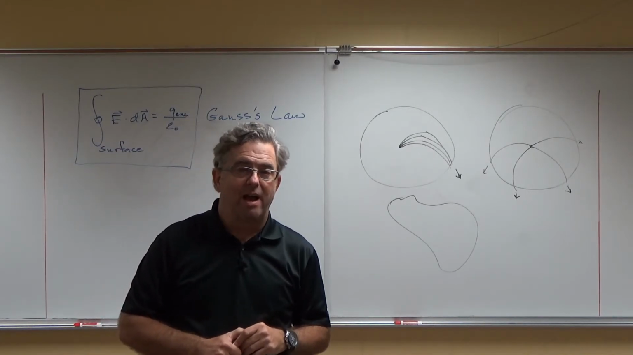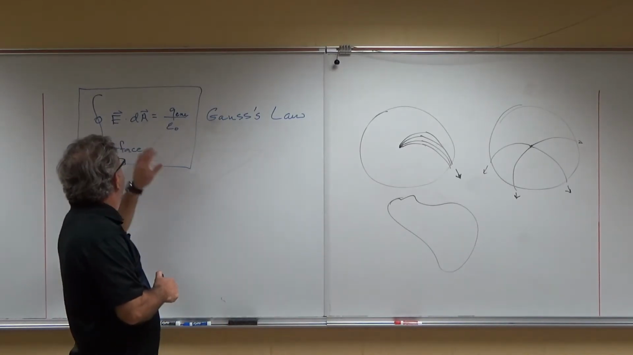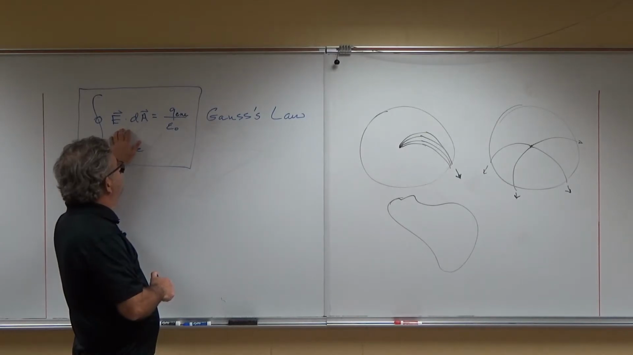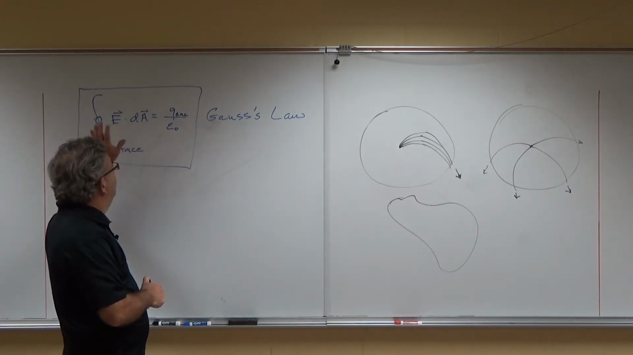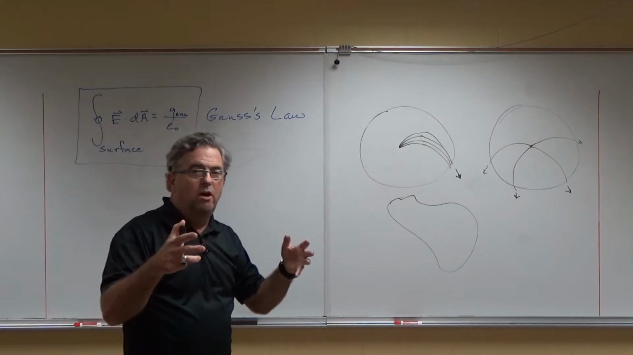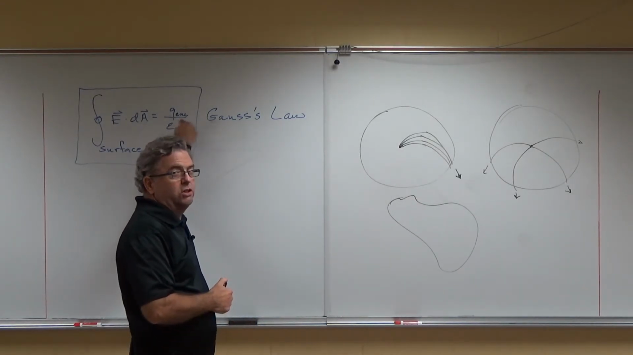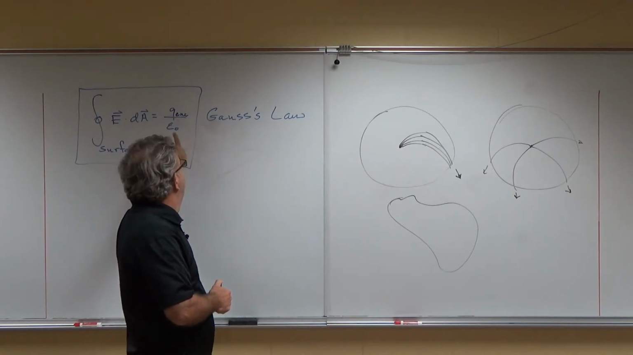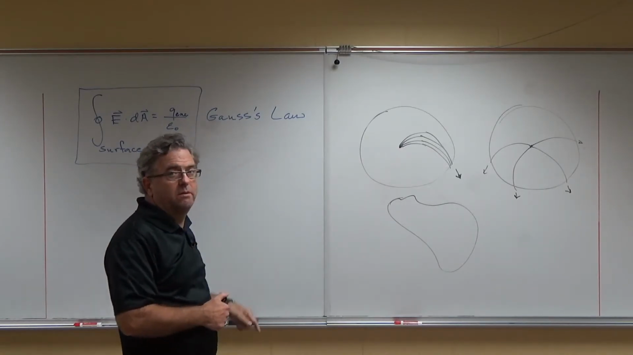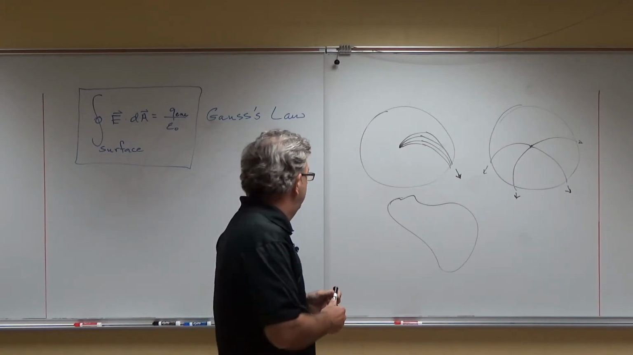That's the idea of Gauss's law. You have a nice closed surface. You're guaranteed that if you sum up the flux over that closed surface, you're going to get however much charge is enclosed in that surface over epsilon naught.